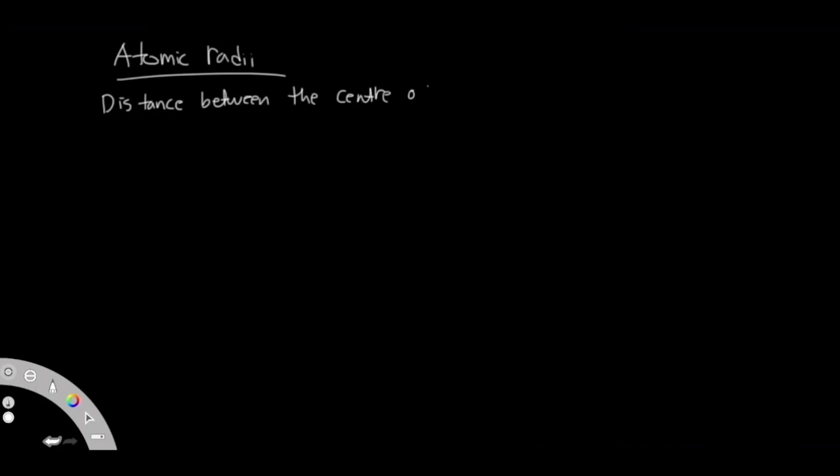Atomic radii. Let's give a small definition here. It's the distance between the center of the atom to the boundary. And what is the boundary? It's just where the electrons, so this stands for electrons, spend about, give or take, 90% of their time in.